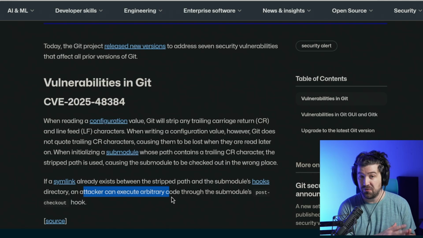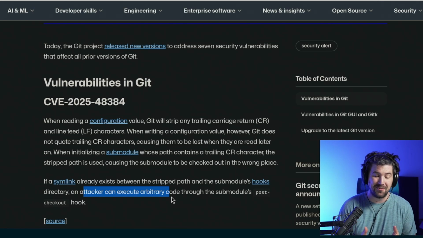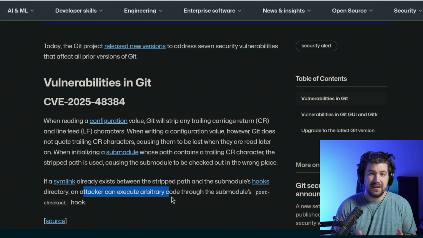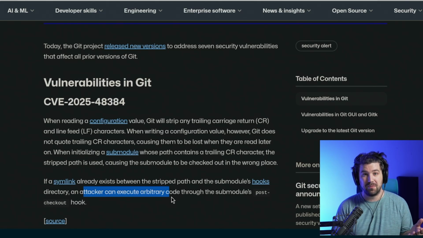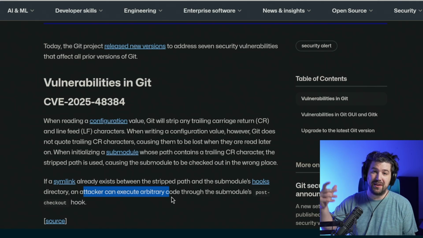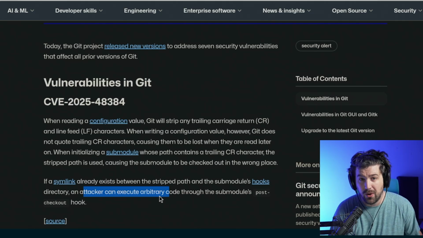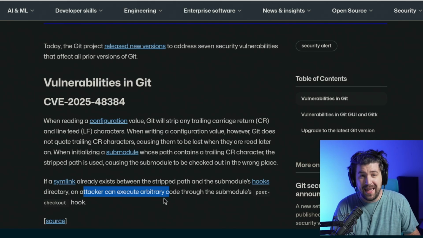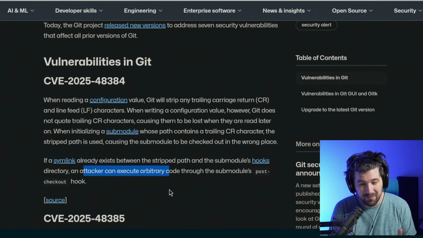There is quite a few steps here. Like you need to have a symlink that already exists between those paths. So there's definitely some pre-work here, but it's also not that hard to find out symlinks that are on a lot of different computers and things like that and try to manipulate this and chain this into another attack. So go ahead and update your Git on your machine because there's more.